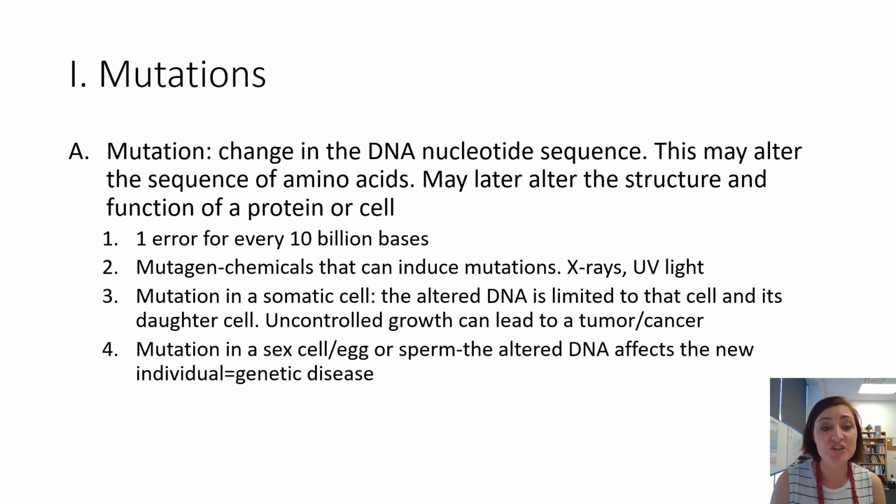If we have a mutation in a sex cell, say our egg or sperm are carrying a genetic mutation, your altered DNA is going to affect the new individual because your egg and sperm are going to come together to create an individual, and then every single cell and every single nucleus that's produced from that original zygote is going to have that mutation. When that happens and every single cell of the individual is affected by this mutation, we call it a genetic disease.